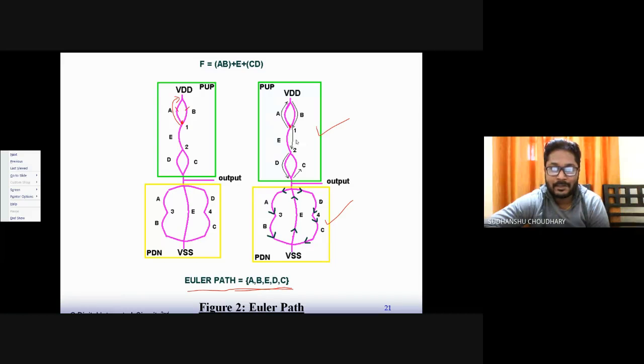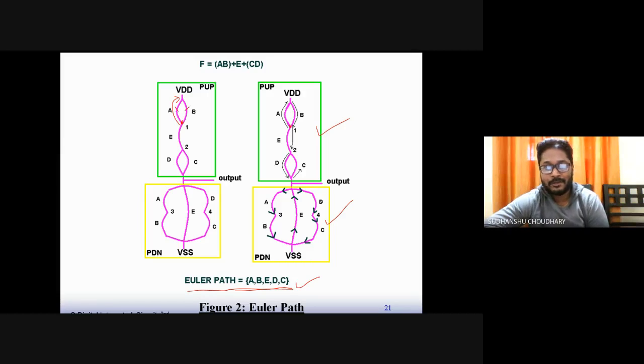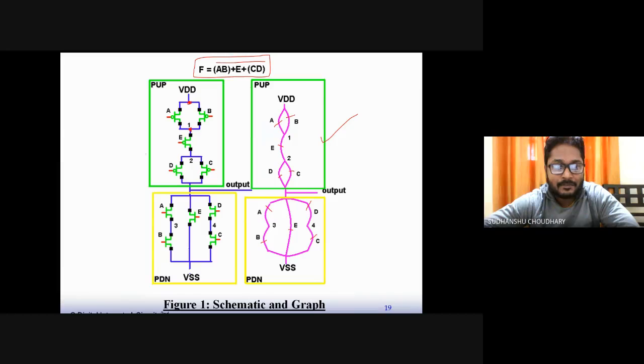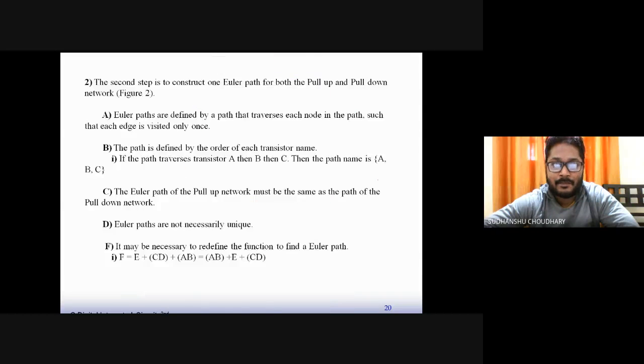All the nodes can be visited by, first of all, starting from maybe 1. So A, then B, then E, then D, then C. Similarly here, we start from output A, then B, then E, then D, then C. So Euler paths are same for both pull up and pull down network, right? So this is the prime requirement, first requirement. So if the Euler paths are not same for pull up and pull down network, then one has to modify the transistor circuit, that is this CMOS circuit, so that the Euler paths are same.